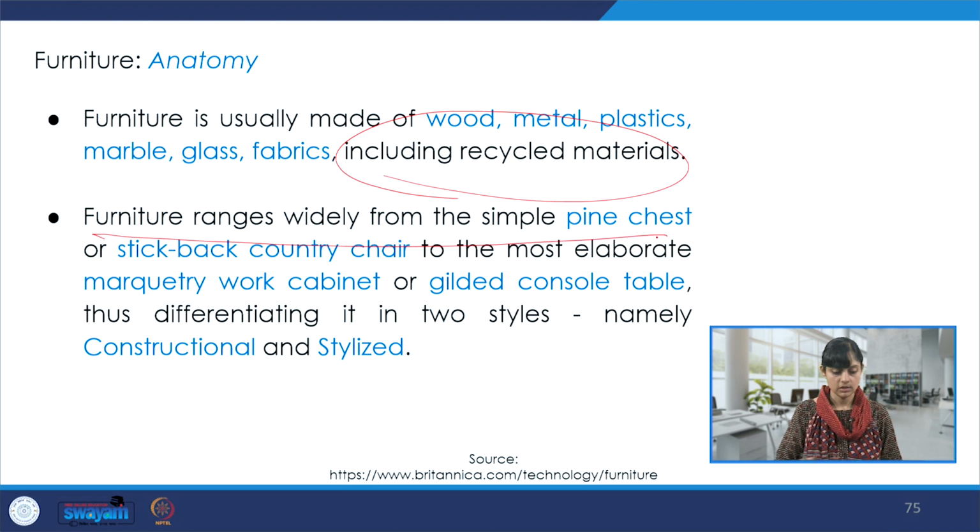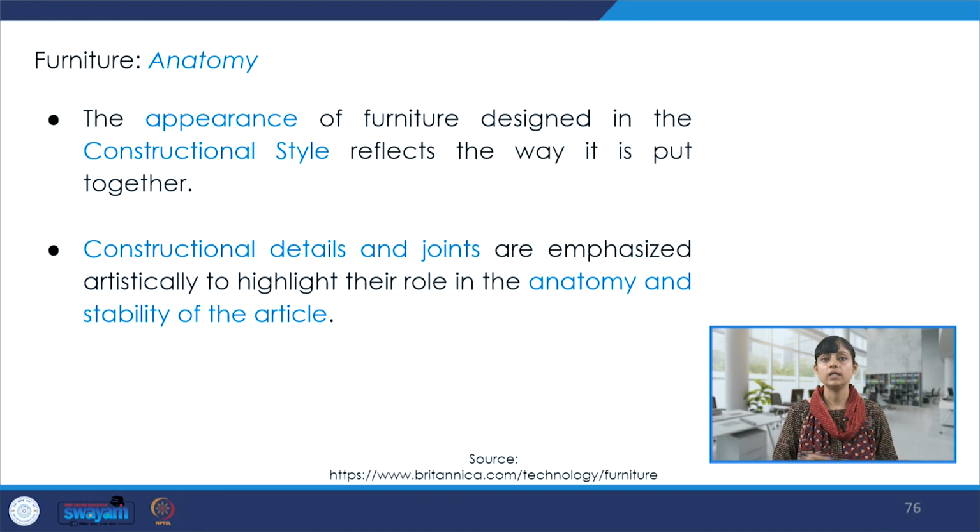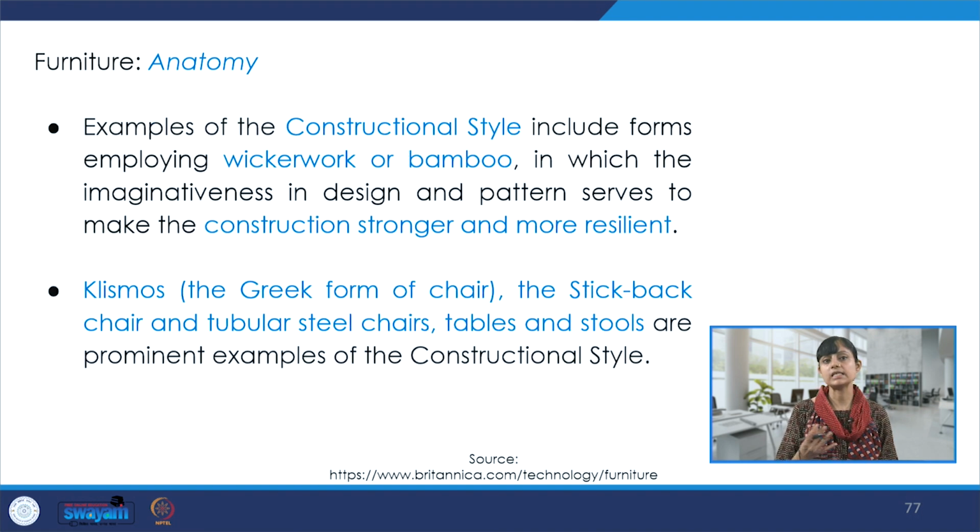Furniture could range from very simple and minimal design to something very ornate, detailed and elaborate. There are two primary styles that we see within the industry, constructional and stylized. The appearance of furniture designed in the constructional style reflects the way it is put together, how you are putting those pieces together or assembling it. The constructional details and joints are emphasized artistically to highlight their role in the anatomy and stability of the article. Some of the examples would be forms employing wicker work or bamboo.